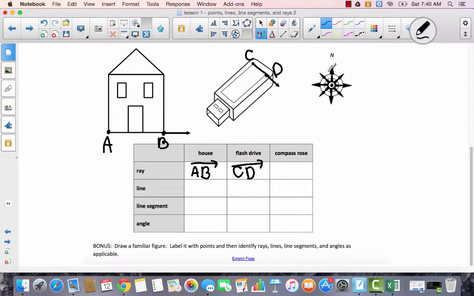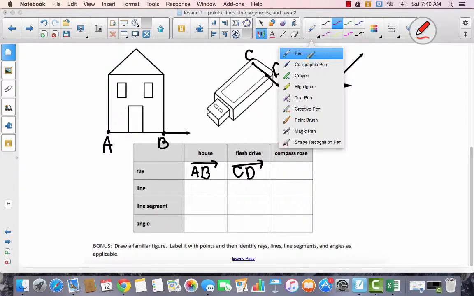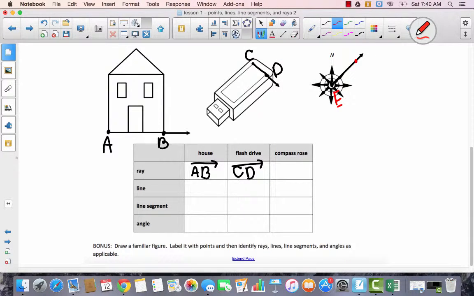And then on the compass, it already has arrows, so I can just label this right here in the middle. I'm going to change my color here. I'm going to label this one point E, and I think I'll go ahead and extend this, even though it's already an arrow, just so I have more room to draw. I'm going to extend these. Oops, I only need one. Okay, so label another point. I'll label this F. So I have ray EF on the compass.